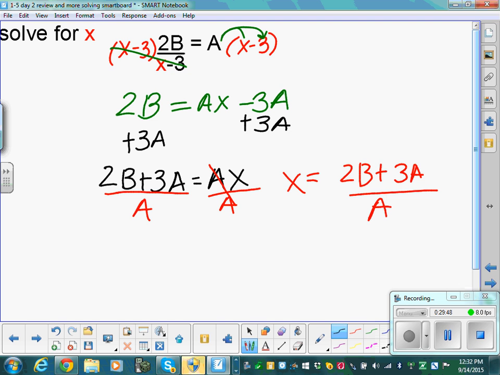Now, let's see if we can simplify anything. Well, these two have an a, 3a over a. If you divide those out, though, you just pretended like 2b wasn't also divided by a, and it was. So there's nothing in common with all three things here. So this would be how you leave your answer.